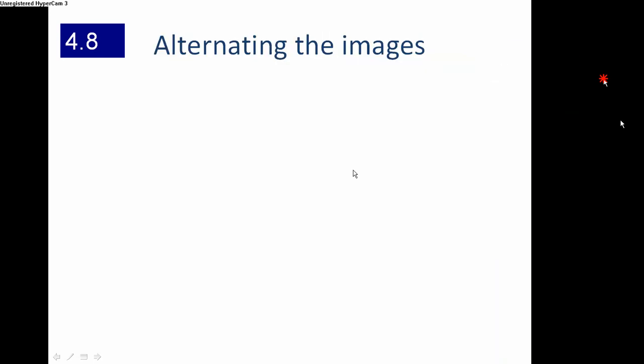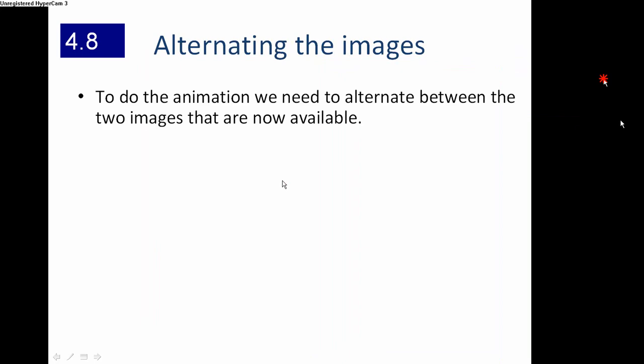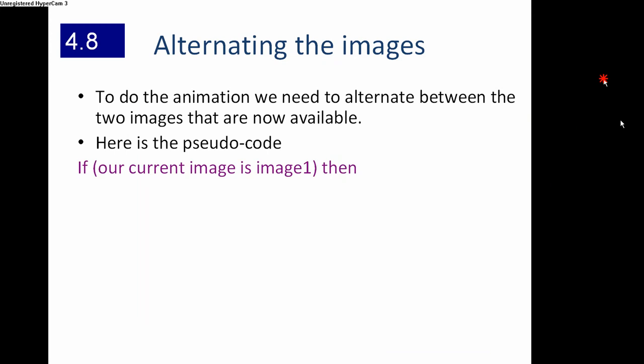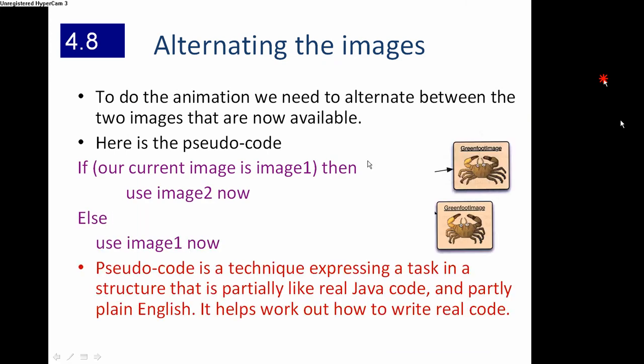So let's talk about that. To do the animation, we need to alternate between the two images that are now available. We made those available with instance variables and with an image object placed inside those image instance variables. Here's the pseudocode. Something like this: if our current image is image 1, then let's switch to image 2. Otherwise, switch to image 1. So we need to know what image we currently have, and then we can figure out which image to switch it to.